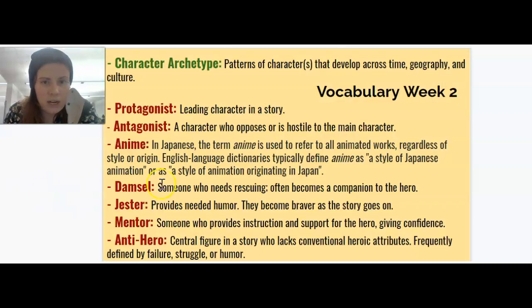Go ahead and write down our definition and terms for protagonist, antagonist now, and then find your related image or example in the right-hand column. Don't forget to do that.